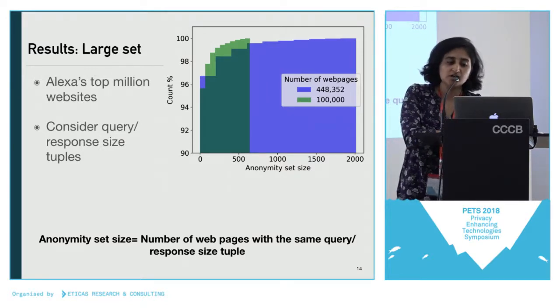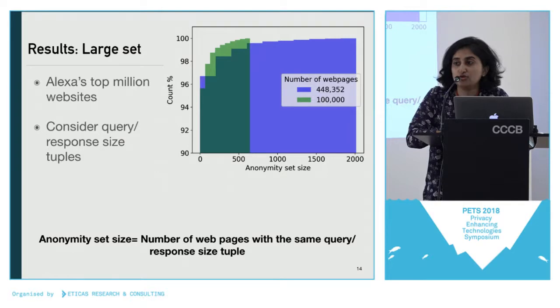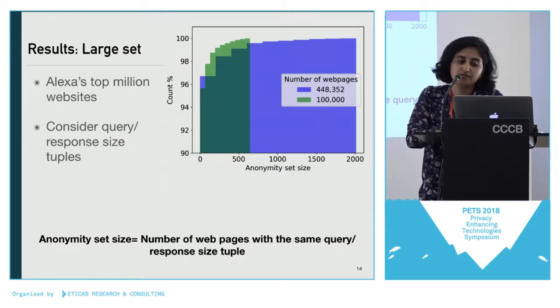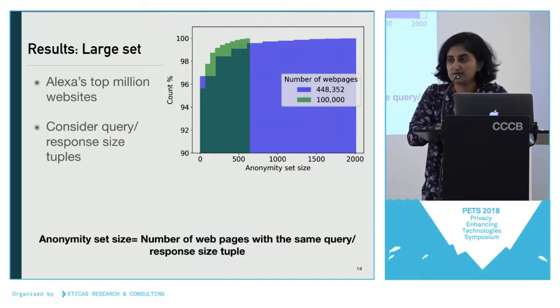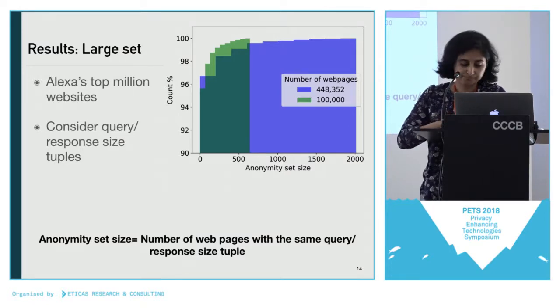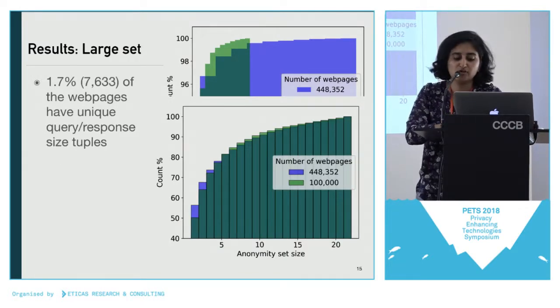The plot here shows the cumulative distribution of these counts. And the main point that we want to highlight from this plot is that the smaller anonymity set sizes actually dominate our results. Even when you increase the number of web pages that you have, you still see that rather than having larger anonymity set sizes, you have an increase in the number of small anonymity sets. And here's a view for the smaller anonymity set sizes.